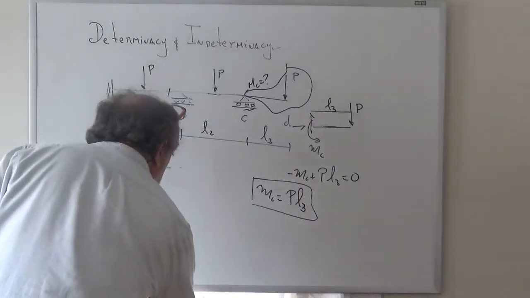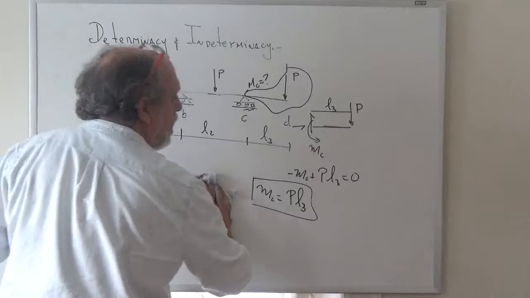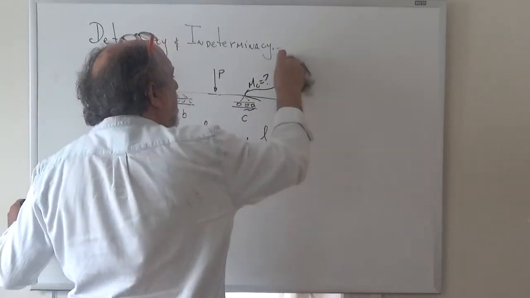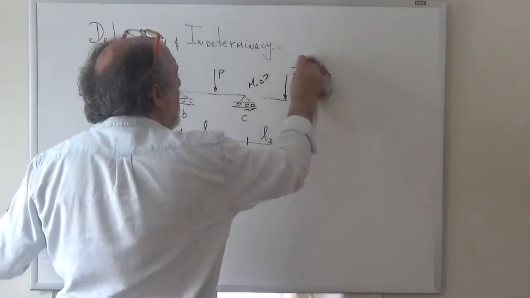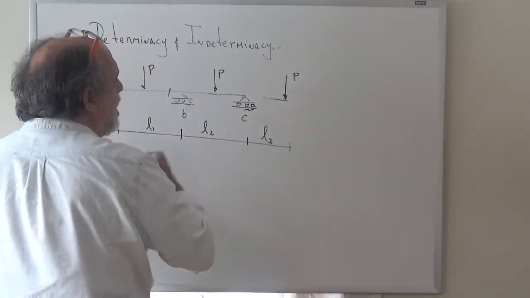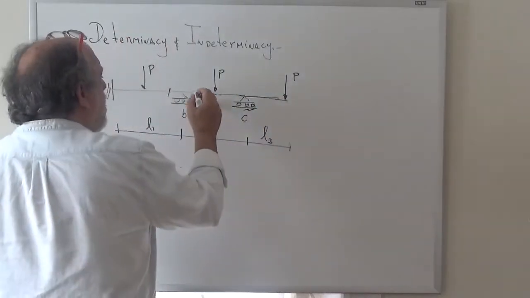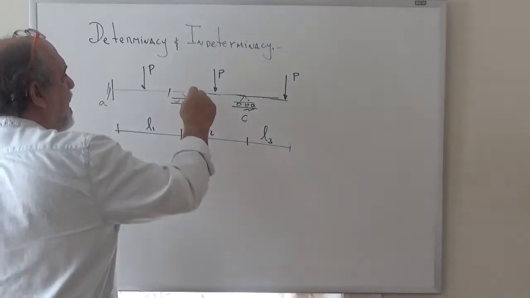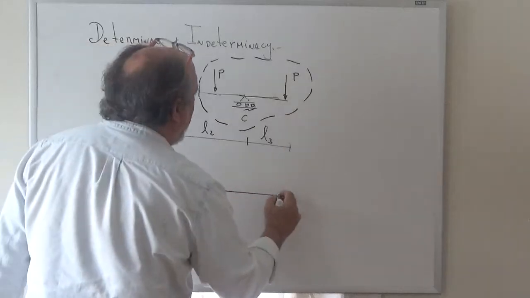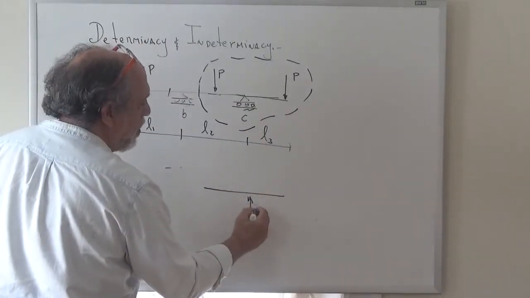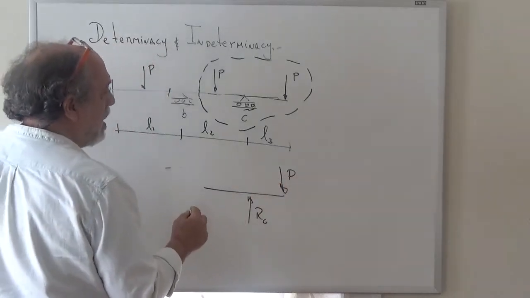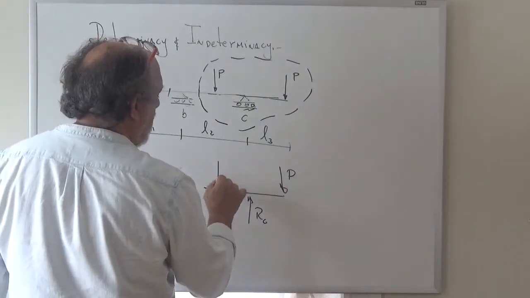Let's see. For example, if you say, wait a minute, I'm going to get clever. You say, I can't do it, but maybe I can, right? No, you can't. So you say, well, what is it that you want, the moment here? Okay, so if I take a look at that bubble, you find that there is a reaction here that you don't know, right? And then there is the load P here, and then there is the load P here, let's say.